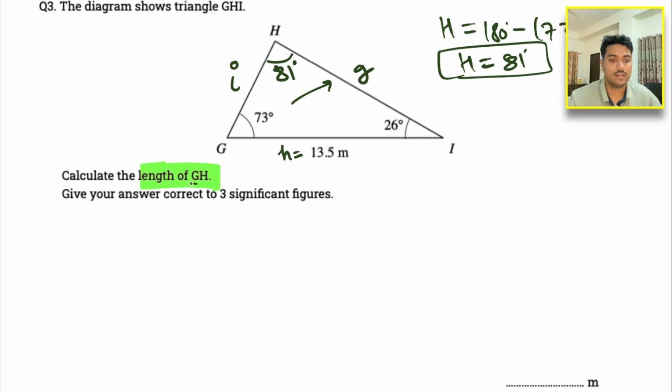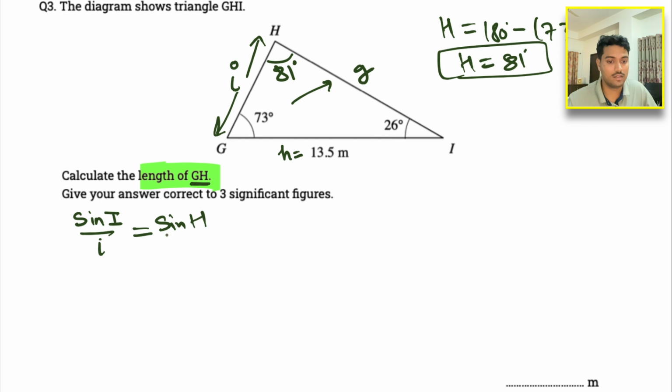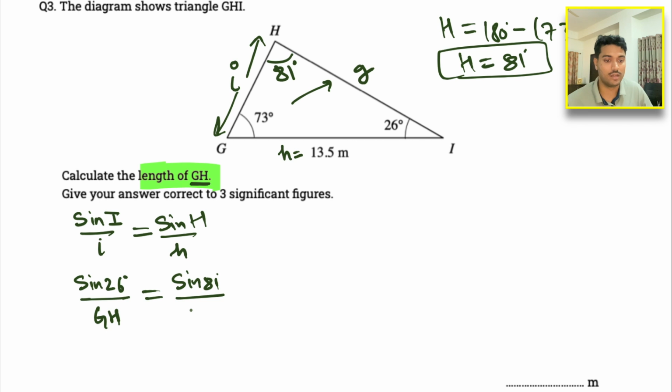Now we have to find the length of GH, which is this length. Now can we apply the sine rule? Let's check. Sine 26 upon I, we can write sine I upon I is equal to sine H upon H, and that's how we can work out the value of I. So sine I is sine 26 degrees divided by I, which is GH that we have to work out, which is equal to sine H, which is sine 81 degrees divided by H, that is 13.5.